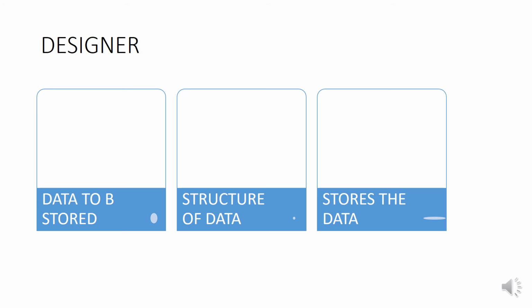And now the designer. It takes control over three things: data to be stored, structure of the data, and storing the data. It enters the data that has to be stored, forms the data into a structure, and then stores the data. This causes the easy retrieval of the data.